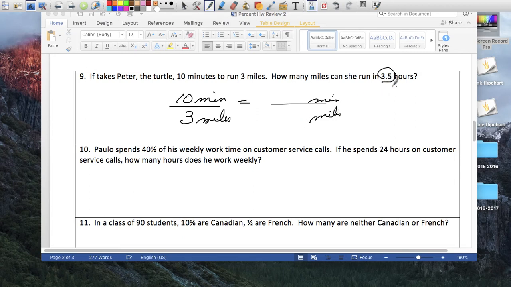And we've got to change this 3.5 hours into minutes. Make sure your units are all the same. So 1 hour is 60 minutes, another hour is 60 minutes, the third hour is 60 minutes, and then a half is 30 minutes. So this is what 3.5 hours looks like. Let's add it up. 60, 120, 180, 210. So 3.5 hours is the same thing as 210 minutes, which I can then use over here.